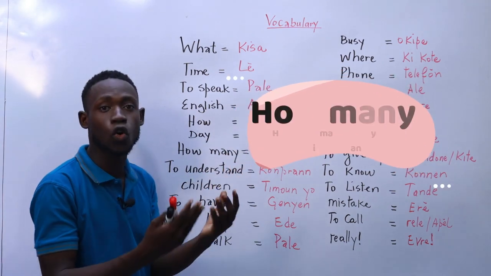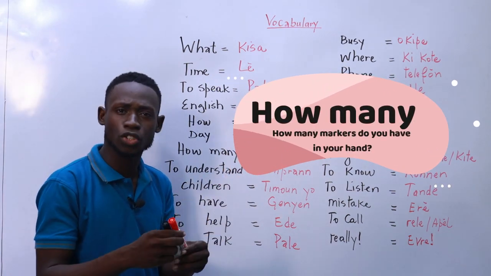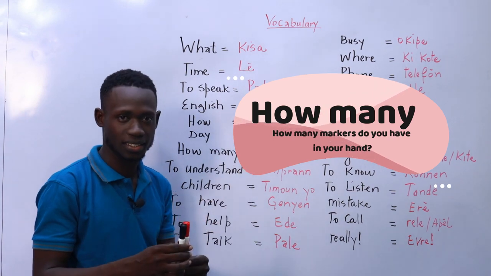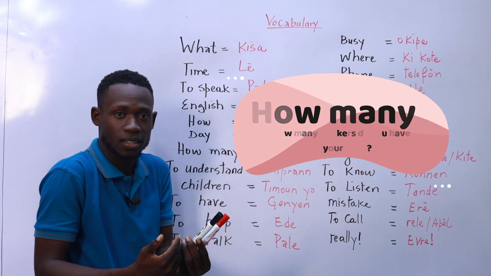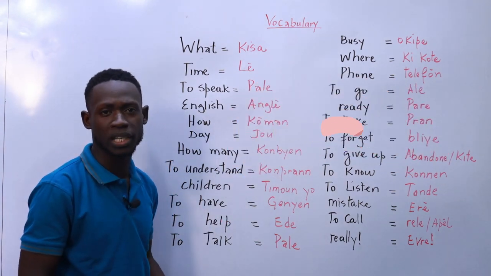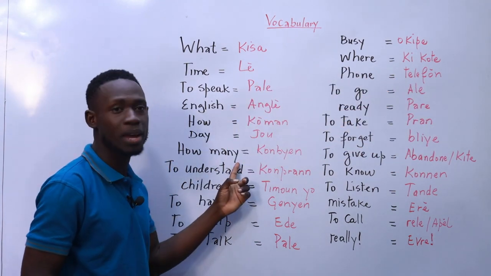How many? How many markers do you have in your hand? How many markers do I have in my hand? How many?